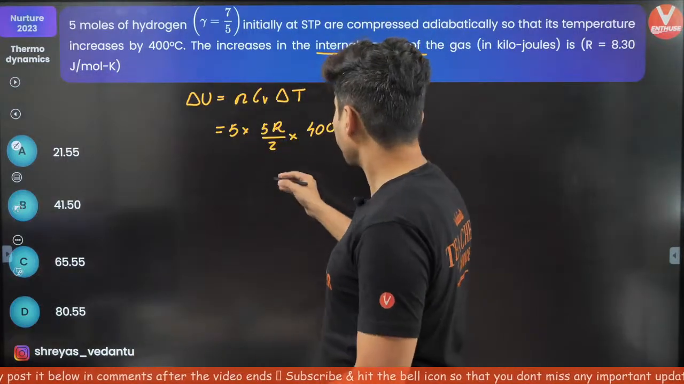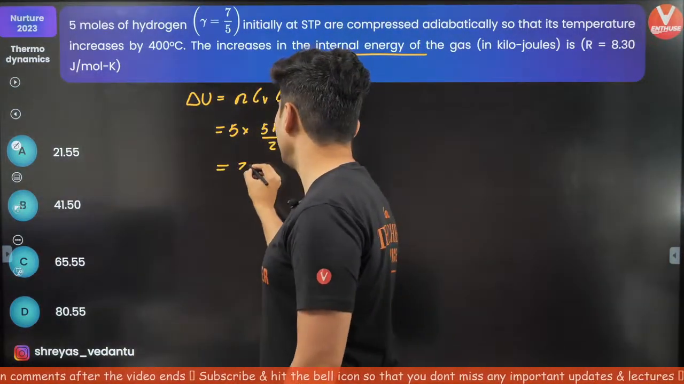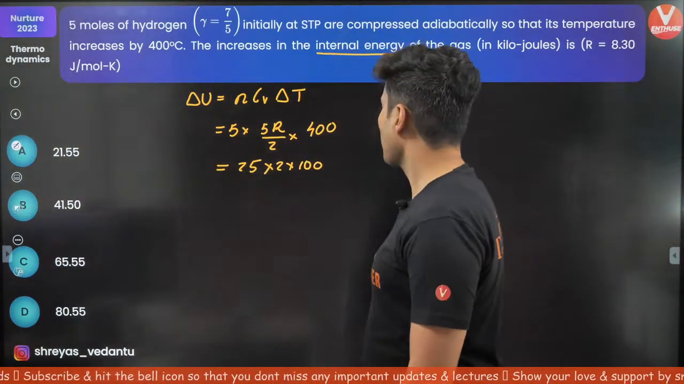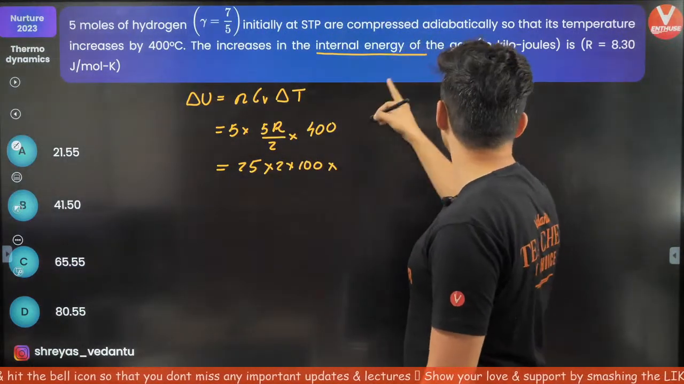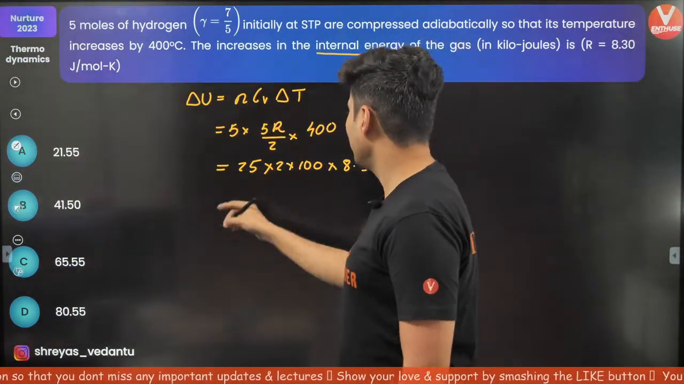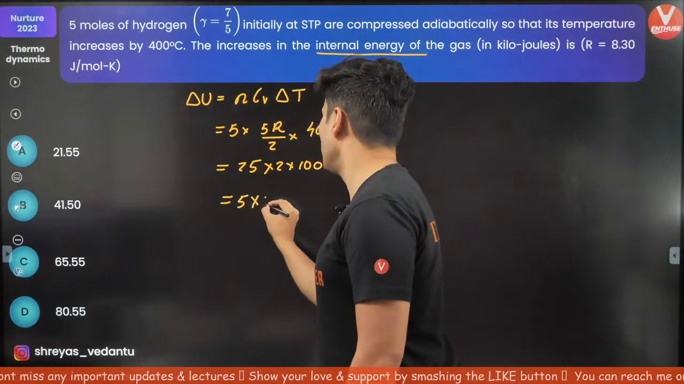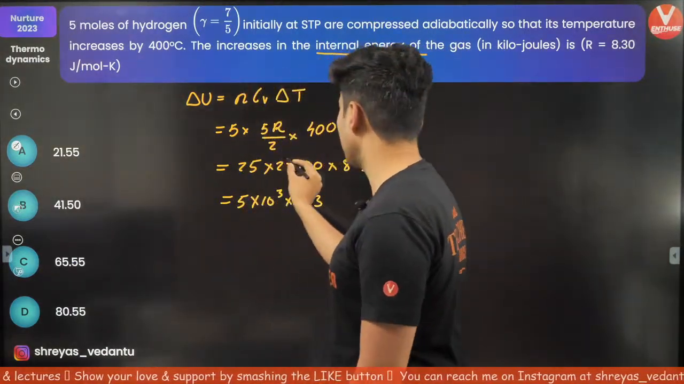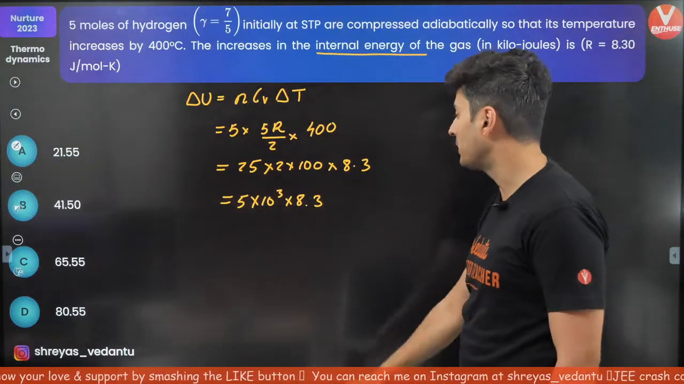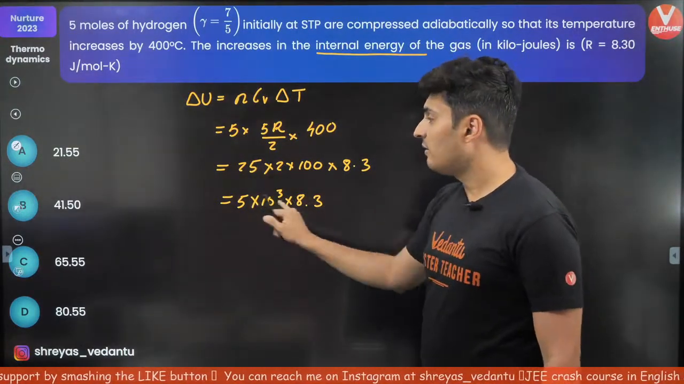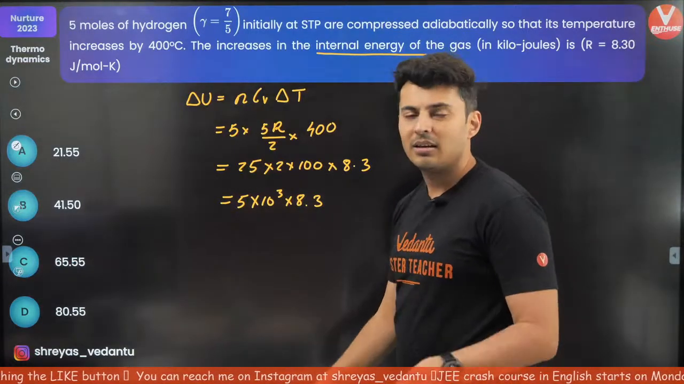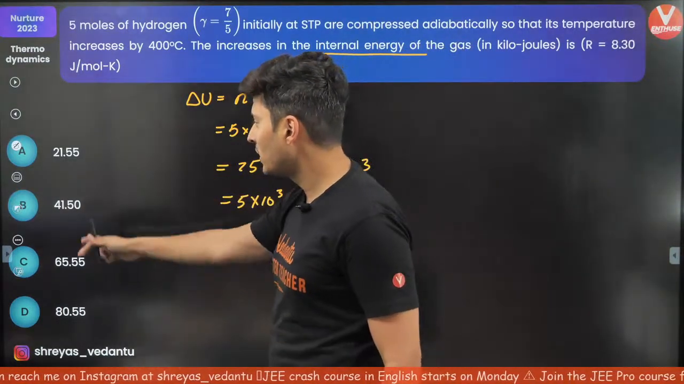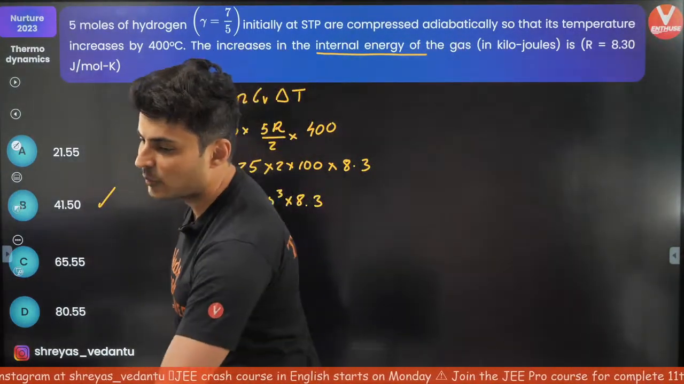All right. So I just need to do this. 5 5s are 25 and 4 by 2 is 2 into 100. R's value is given over here. It is 8.3. So 25 2s are 50, so I can write it as 5 into 10 to the power 3 into 8.3. Now 8 5s are 40, so 8.3 multiplied with 5 will be slightly more than 40. Which is the number slightly more than 40? I think it is option B. Hence option B is correct.